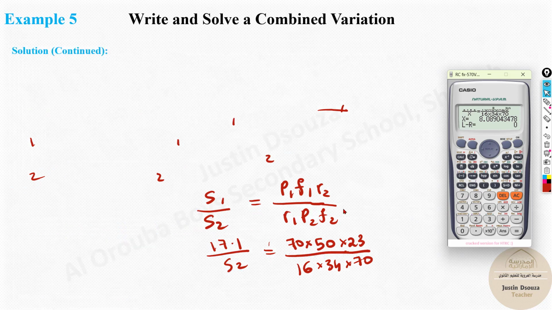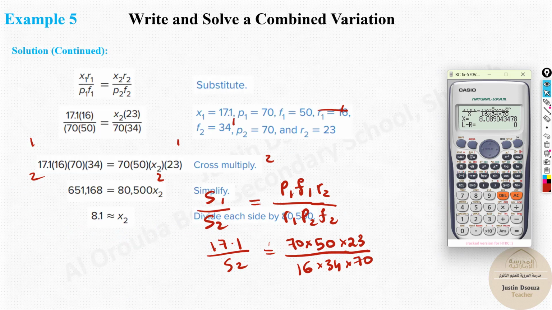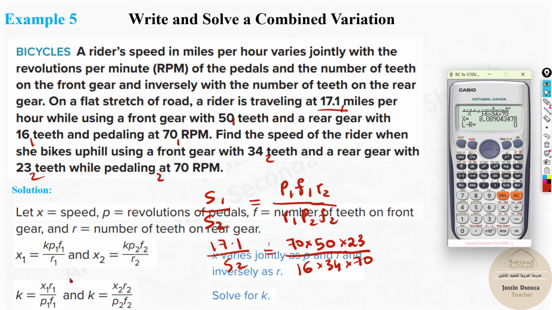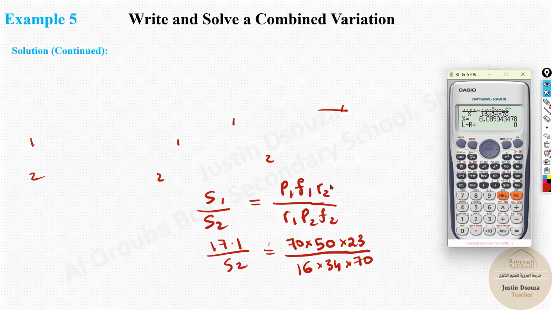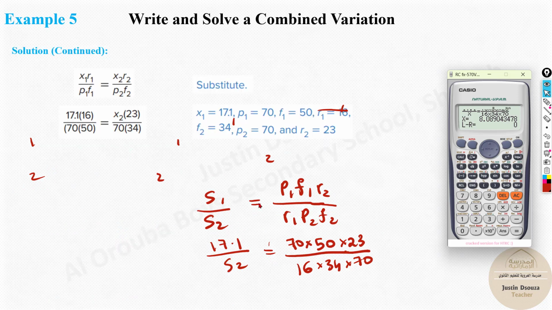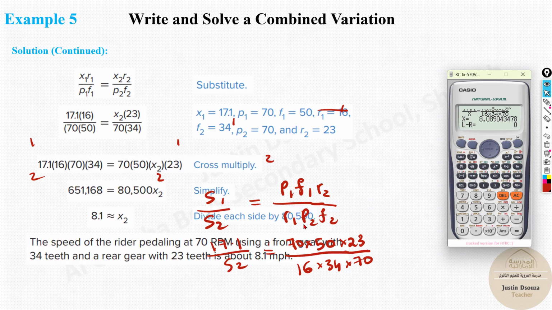Let's just check the answer. So 8.089 corresponds to 8.1. So the speed over here in the second case, with the rear gear, the pedal speed and everything, would be 8.1. Whichever method I told you, instead of all this, it'll just give you the answer in 2 steps, isn't it? So just try to follow this method. If you understand this, you can apply this anywhere and it's very, very easy. So that's how you basically solve it.